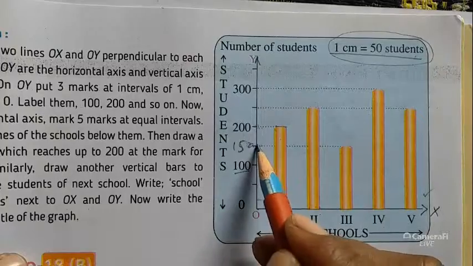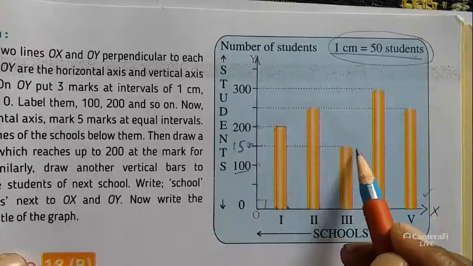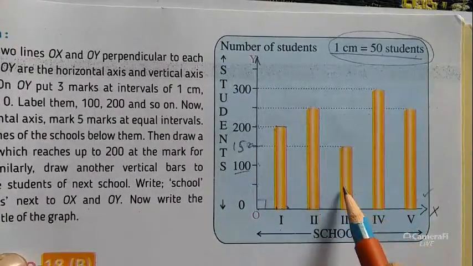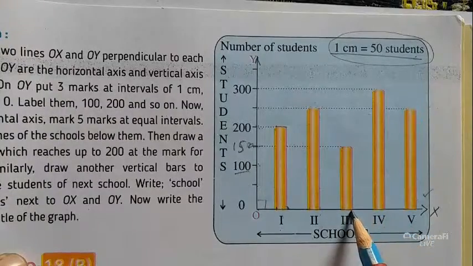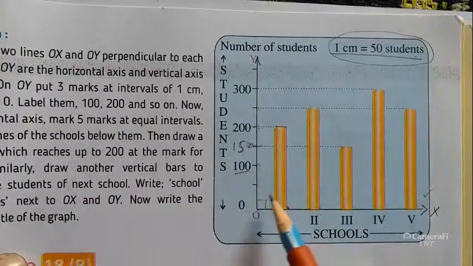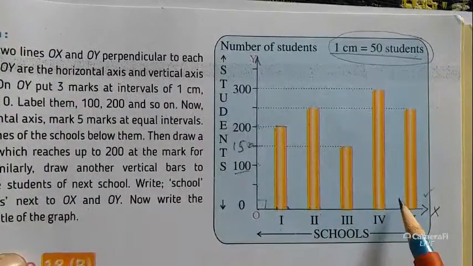This is 100, this is 150. Take a dot bar and take the height up to there. So we have drawn here for third school. Fourth school has 300 students.